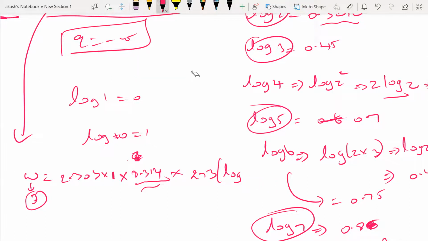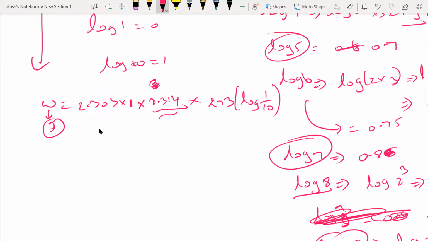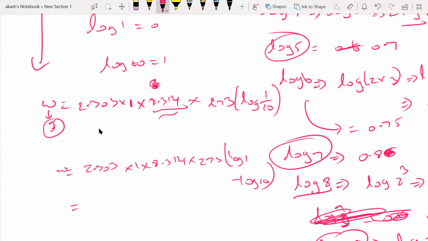So we have V1 by V2, that is log 1 by log 10, because the initial volume is 1 liter and the final volume is 10 liters. So W is equal to 2.303 into 1 into 8.314 into 273 into log 1 minus log 10. Log 1 value is 0, log 10 value is 1, that we already know. So we just have a negative sign, minus 1 is only remaining. So overall, the value is minus 2.303 into 8.314 into 273.